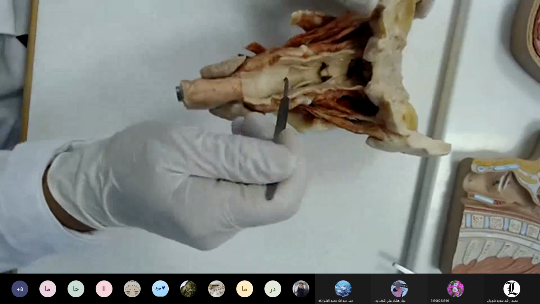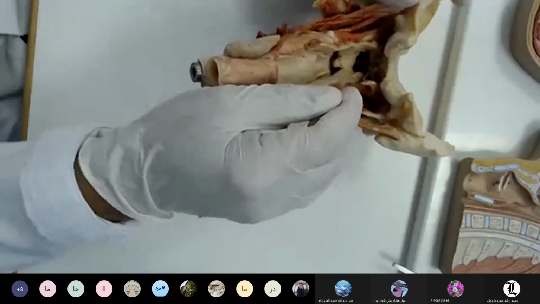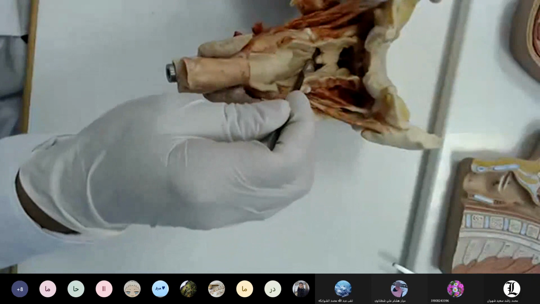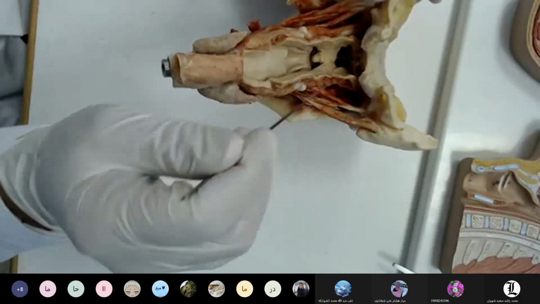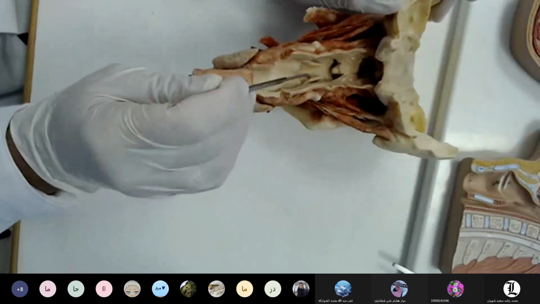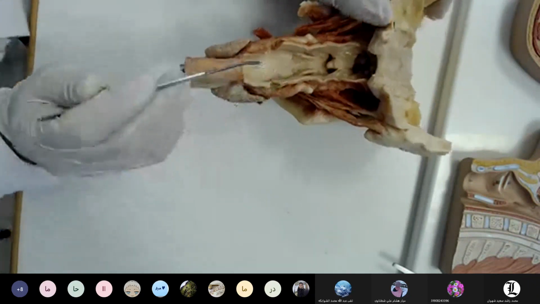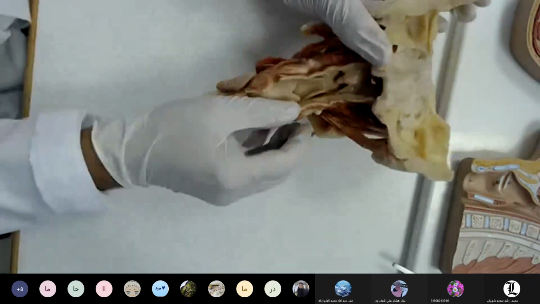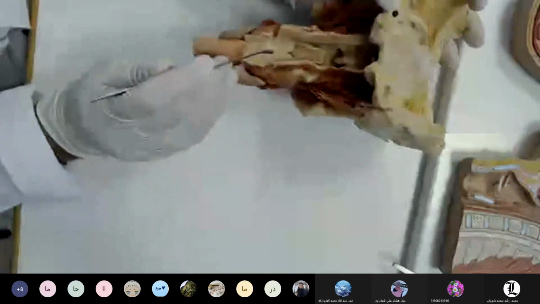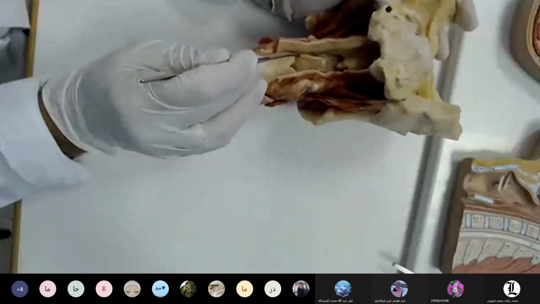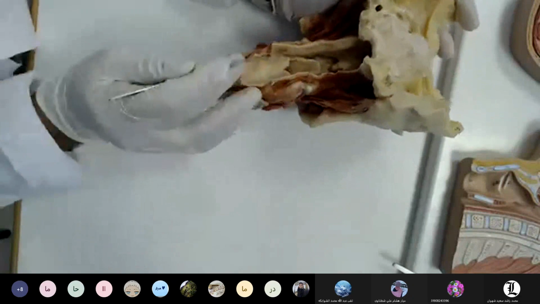So we have three: the posterior nasal opening up, the oropharyngeal opening here, and the laryngeal inlet. This is the epiglottis, and this is the arytenoid cartilage with the epiglottic membrane, which is related to respiration.